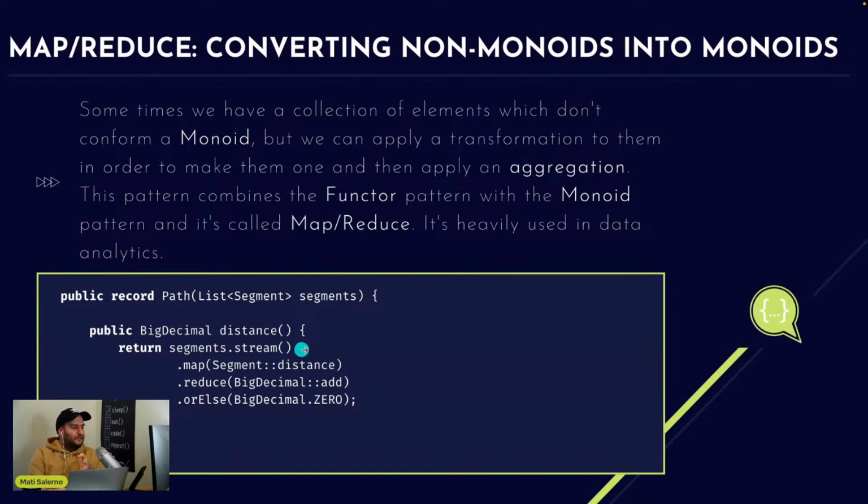So this is what we were talking about. We couldn't operate with segments. We couldn't add segments, but we can add big decimals. So we turned it into big decimals, and then we have a monoid that we can operate with. And that's a great thing about this.